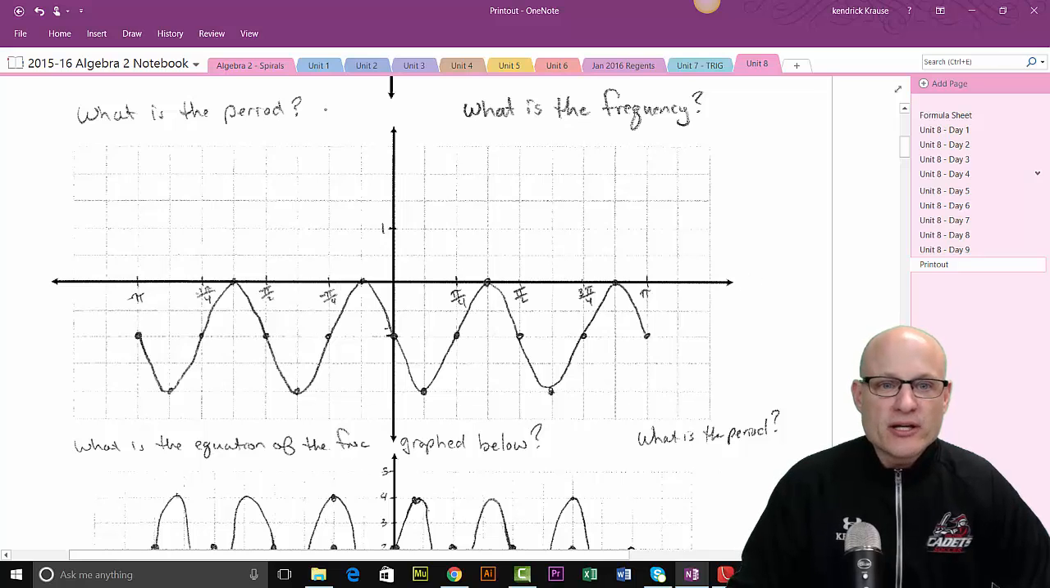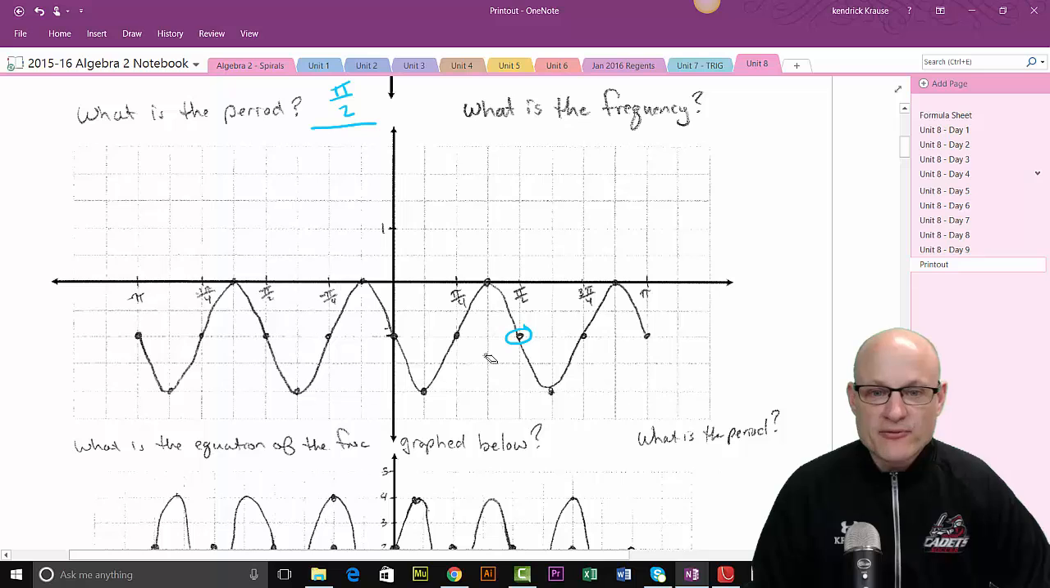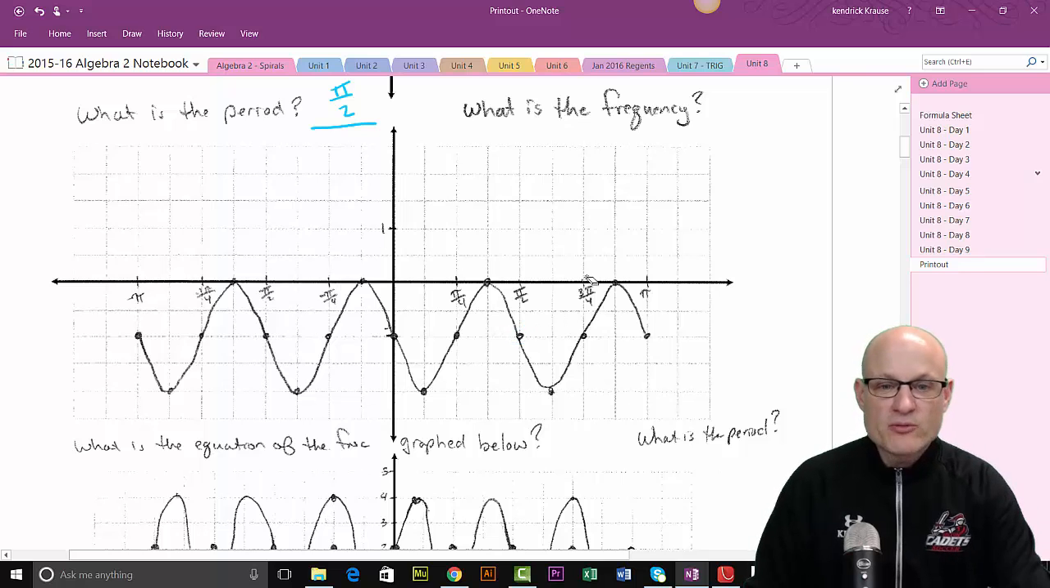All right. Period. Time it takes to finish one full sine curve. Right there, it finished one full sine curve in pi over 2. So my period is pi over 2. What's my frequency? This one's tough. What is my frequency?